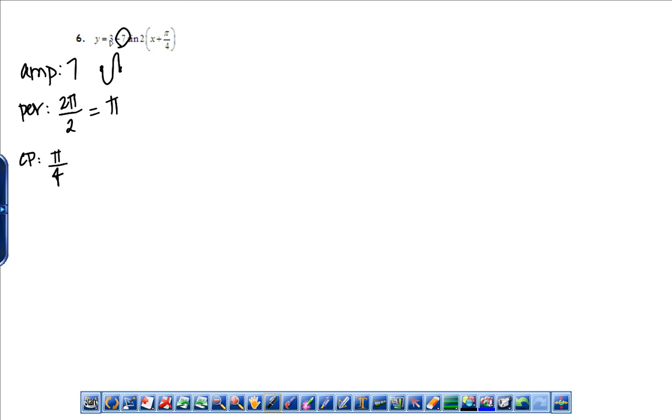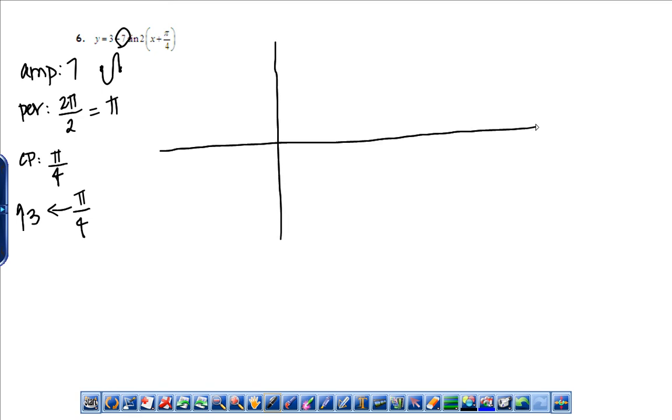This 3 right here tells me that I'm going to shift up 3. And this pi over 4 says that I'm going to go opposite. I'm going to go to the left, pi over 4. I'm going to draw an axis. Now remember, these are my new axes. So this is up 3. This is a positive 3. And this is, since it's left, I'm going to say this is a negative pi over 4.